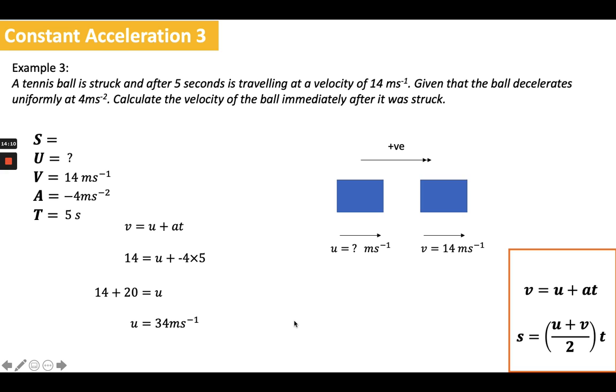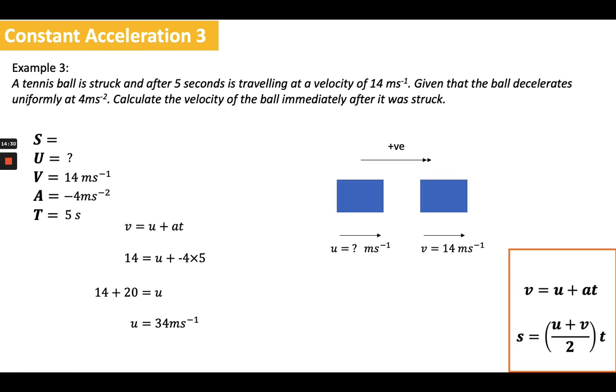Okay. Now, key thing here, and this is going to make sense, if I have not used a negative value here, then U will be smaller than V, which wouldn't make sense because I'm told the ball decelerates. So we need to be really, really careful here that this makes sense in the context of the question.